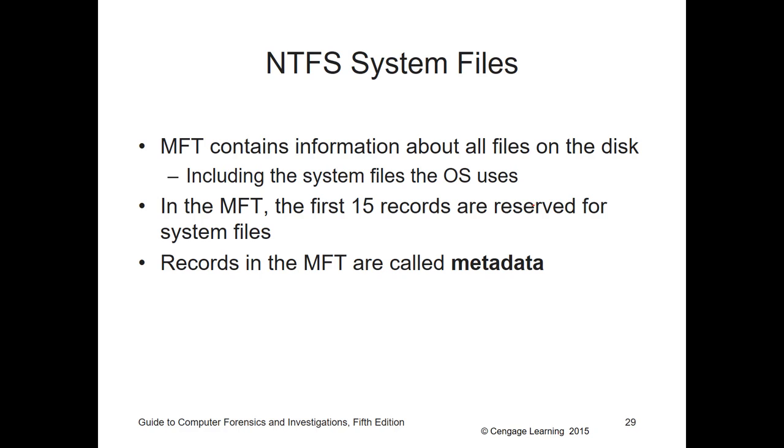The MFT contains information about all files on that disk, and that includes system files that the operating system uses. The first 15 records in the MFT are reserved for system files. The records in the MFT are called metadata. That's data that we can use for meta-analysis.